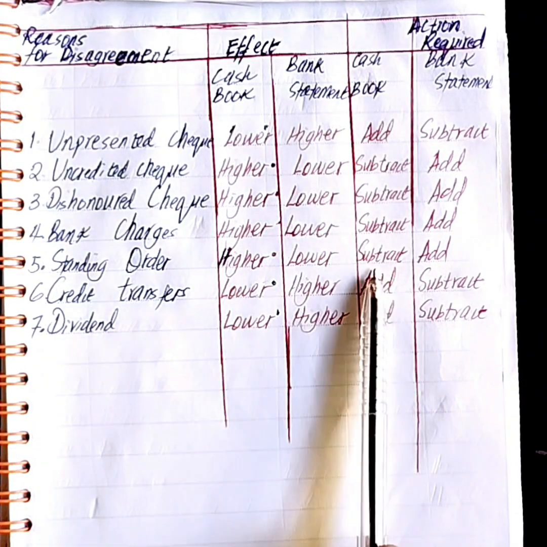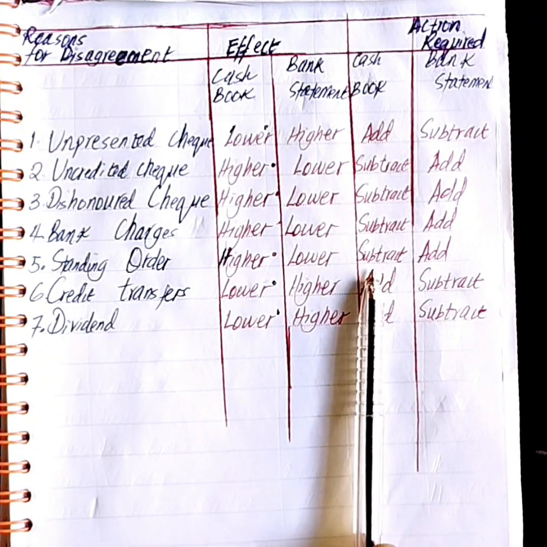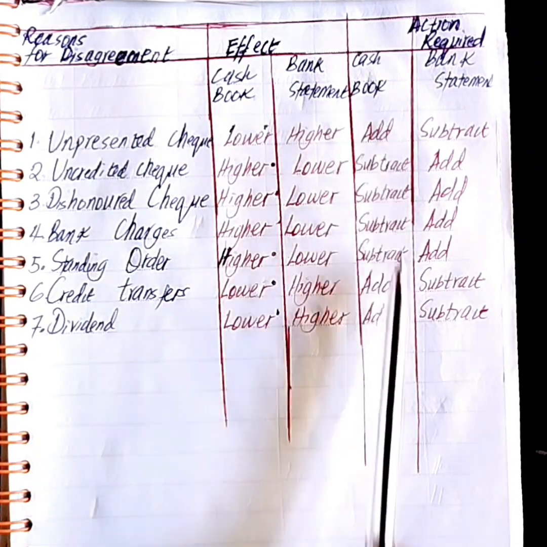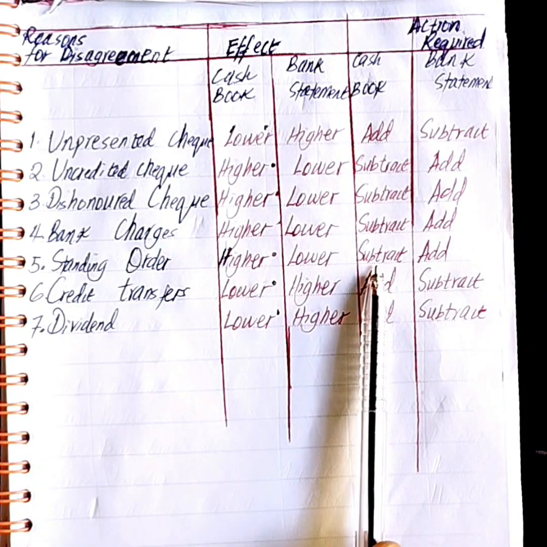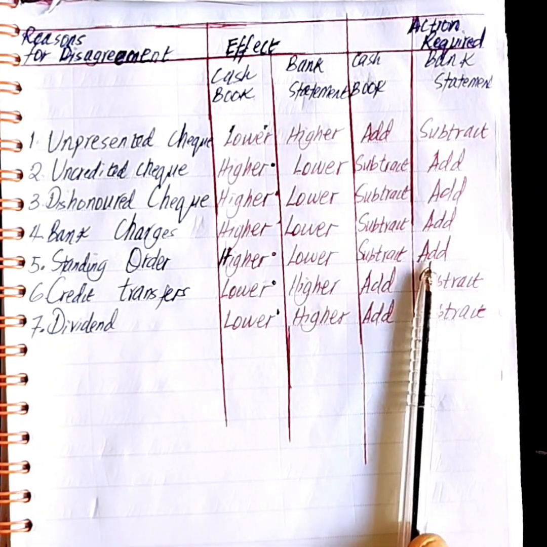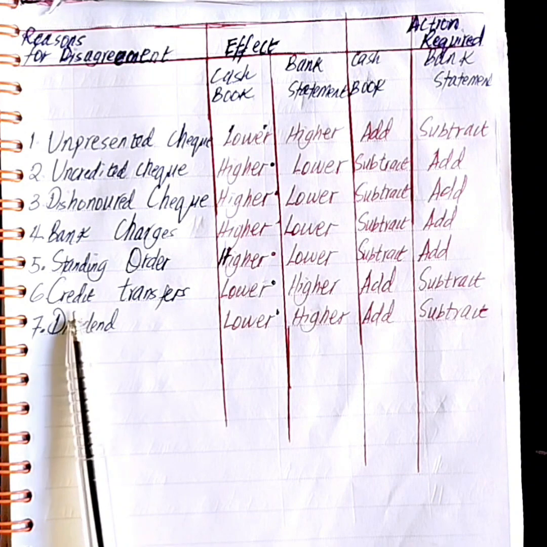So what do you do now? If you are starting with balance as per cash book, you have to subtract standing order from the balance as per cash book. Then, if you are starting with balance as per bank statement, add what? Standing order to it. Okay? Now, the next one is what?